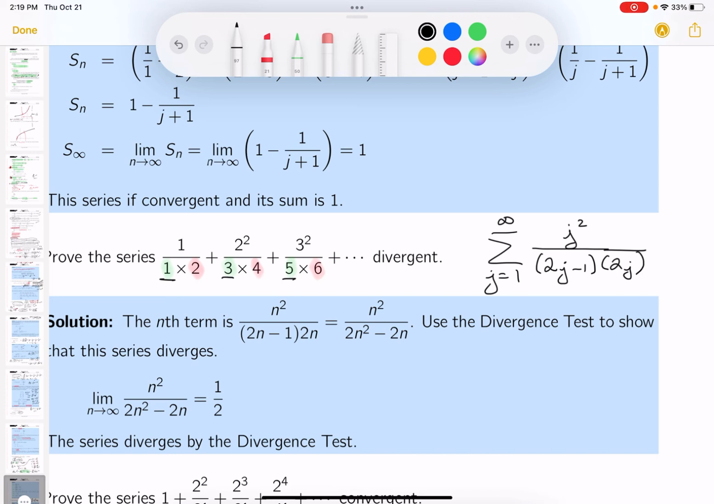Again, don't be intimidated. Let's see if it works. If J is 1, you get 2. If J is 2, you get 4. If J is 3, you get 6. So at least I got something. I can write the nth term down now. What's the nth term going to be?